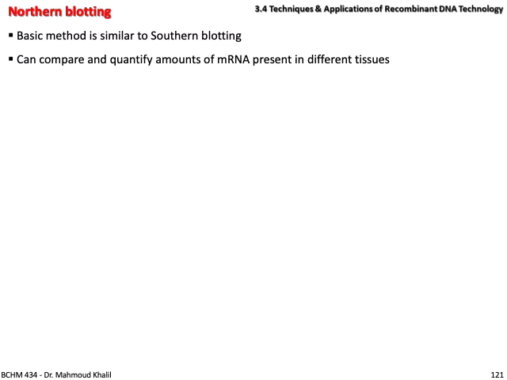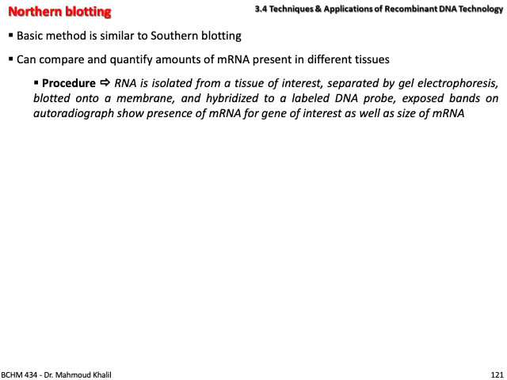Northern blotting. The basic method is similar to southern blotting, and they can compare the quantity of messenger RNA present in different samples. The procedure is, you isolate the RNA from your tissue, separate by gel electrophoresis, blot on the membrane, hybridize with a probe, same principle, expose the band on autoradiography, and show presence of messenger RNA for the gene of interest as well. So northern blot is mainly for RNA, while the southern blot is for DNA.